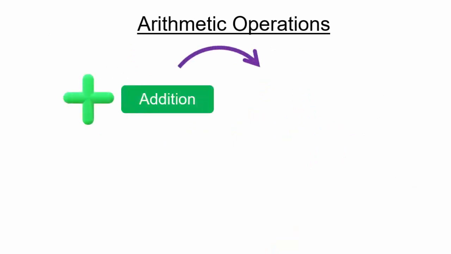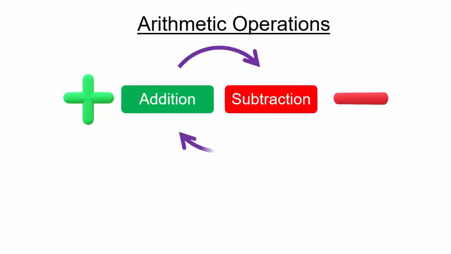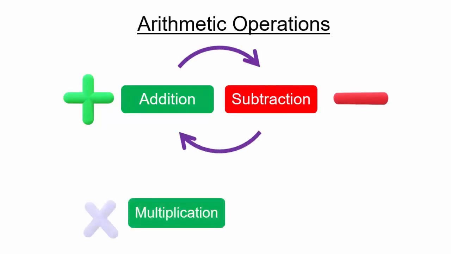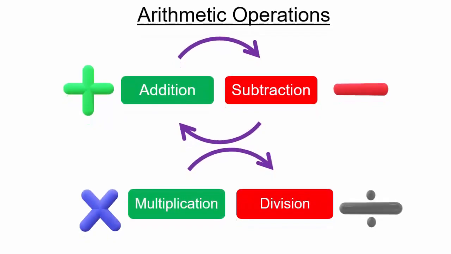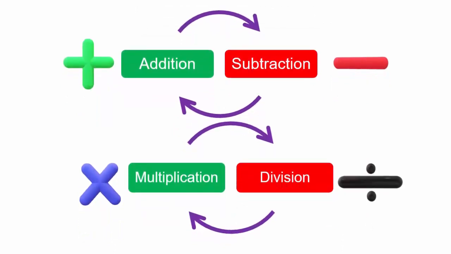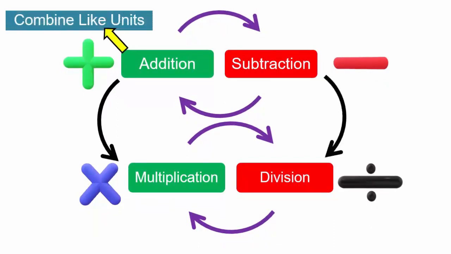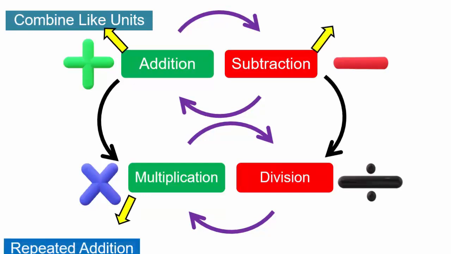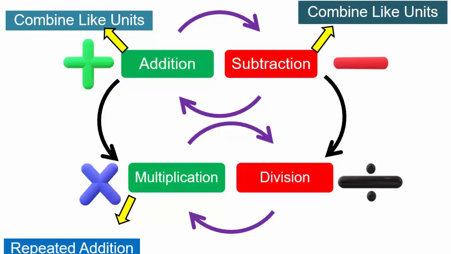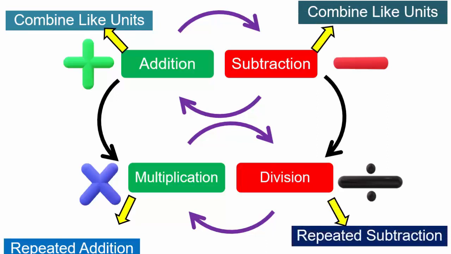So in arithmetic operations, we have our addition and subtraction that undo each other. Do you remember that? And then we have multiplication and division, which also undo each other. So they are inverse operations of each other. We also have connections between addition, multiplication, subtraction, division. Addition is combining like units. Multiplication is repeated addition. We can also use combining like units for subtraction and repeated subtraction for division. These are how the operations connect to each other.